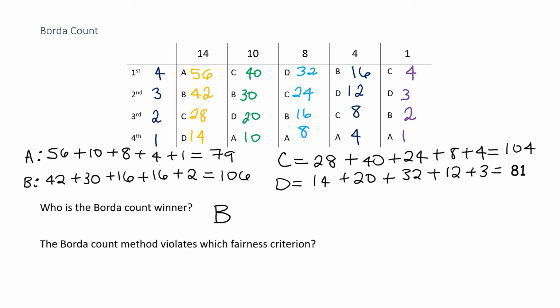And the Borda Count method violates which fairness criterion? That criterion is called the majority criterion.